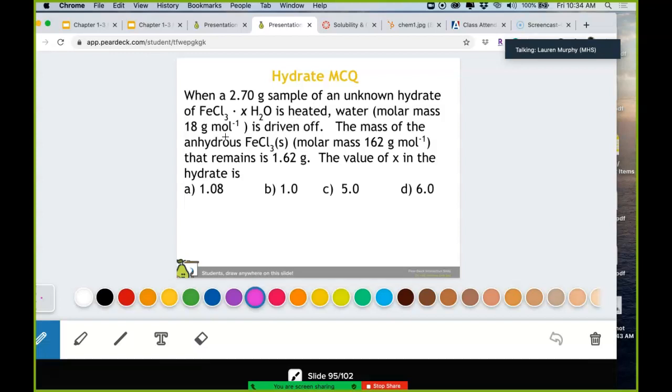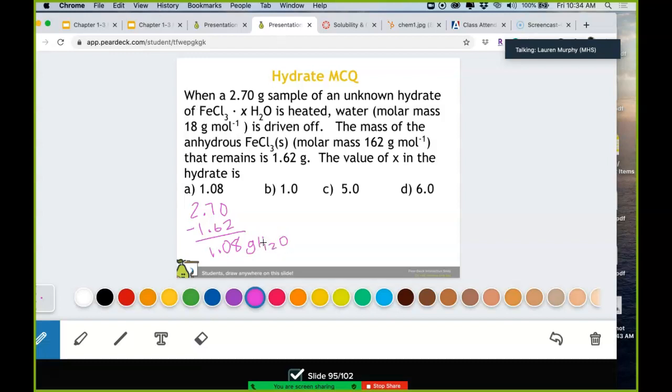They tell you water's molar mass, and they tell you the mass of the anhydrous, so just the salt after the water's been driven off. They give you the molar mass of the iron 3 chloride, and they tell you how much remains is 1.62. So 1.62 grams of the salt remains, meaning if you take 2.7 and subtract 1.62, you'll get how much water was in there, because the rest of the sample should have been water. So what does this come out to be? 1.08 grams of water?